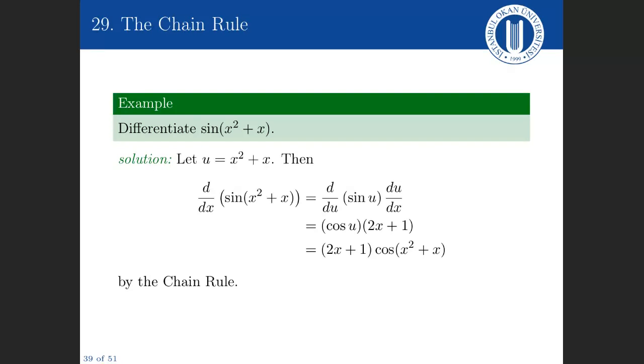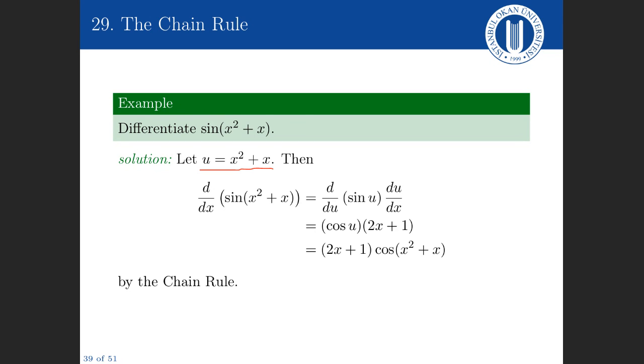Next example, differentiate sine of x squared plus x. First thing we need to do is choose a u. We want to look at our function and choose some function u which will make this into two easy functions. For this problem, I'm going to choose u is equal to x squared plus x. Then we have our function sine of u and u of x squared plus x.